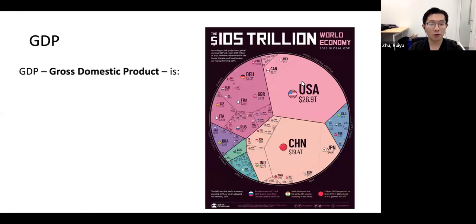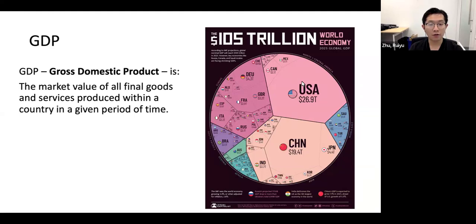So GDP, or gross domestic product, is the market value of all final goods and services produced within a country in a given period of time. This figure shows a breakdown of the world's GDP in 2023. In that year, the world produced a total value of $105 trillion of goods and services, right?